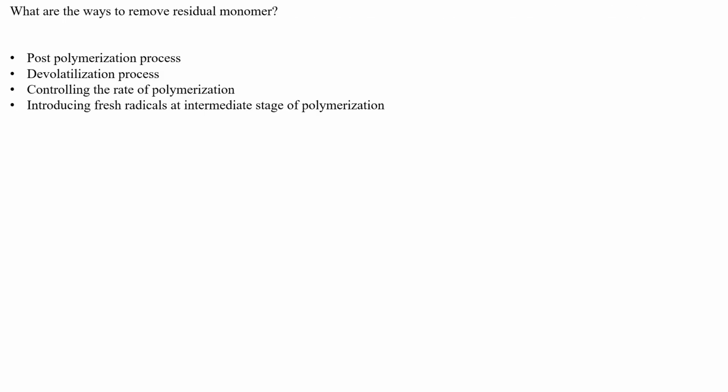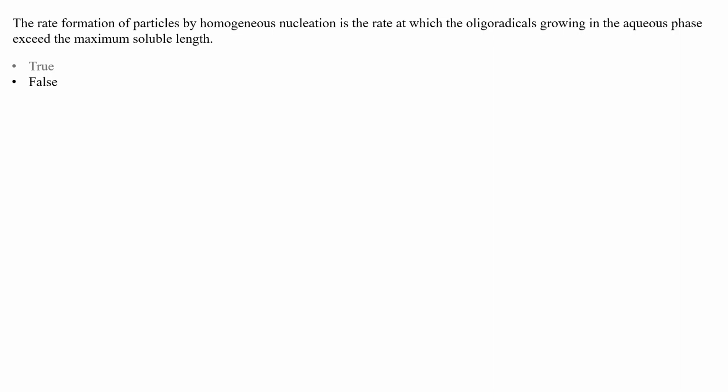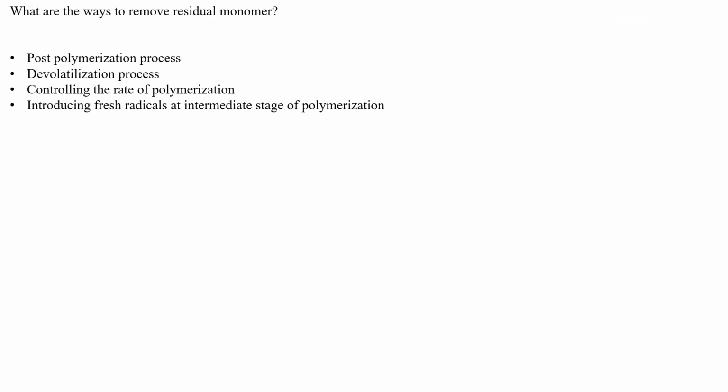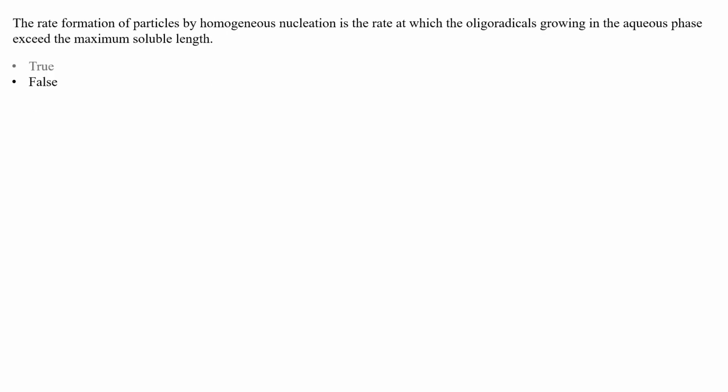I joined during the linear emulsion polymerization question, where the average number of radicals... the residual monomers also is there. Okay, the residual monomer question we'll see: ways to remove it, post polymerization process as well as devolatilization. Only one question is left: the rate of formation of particles by homogeneous nucleation is the rate at which the oligoradicals growing in the aqueous phase exceed the maximum soluble length. Okay, that is true.